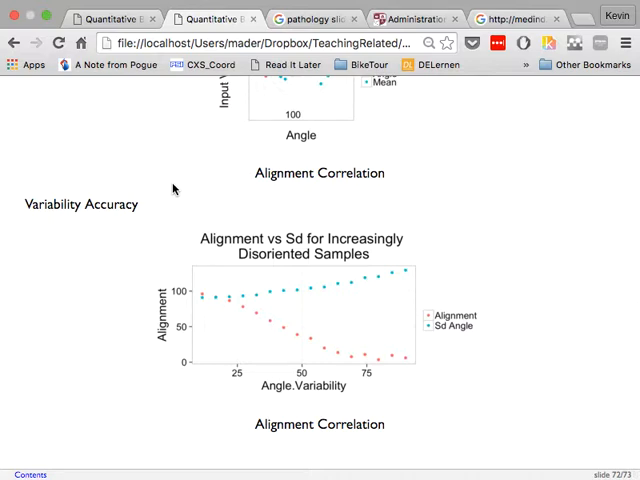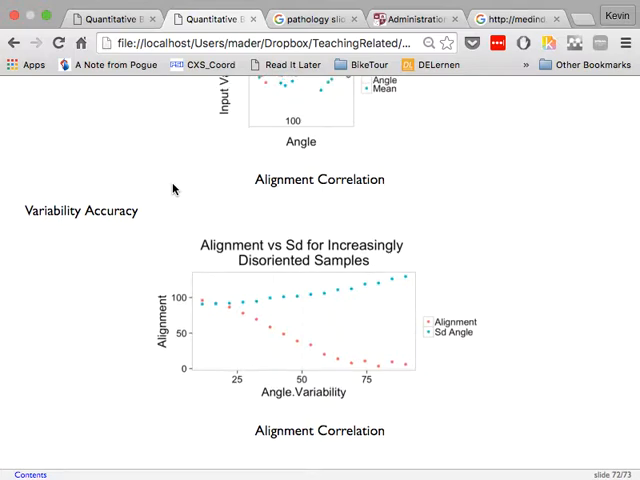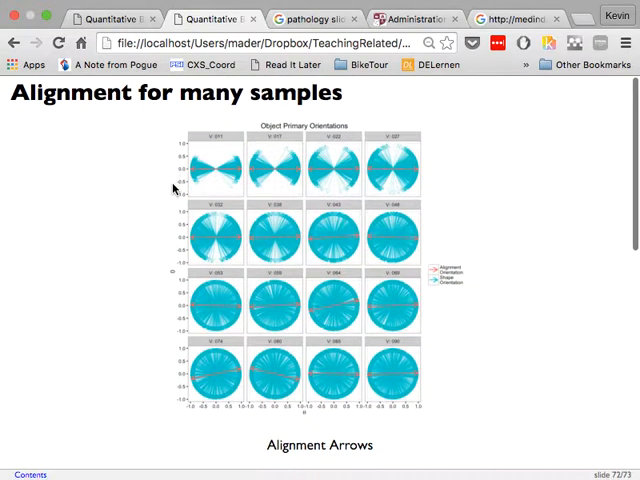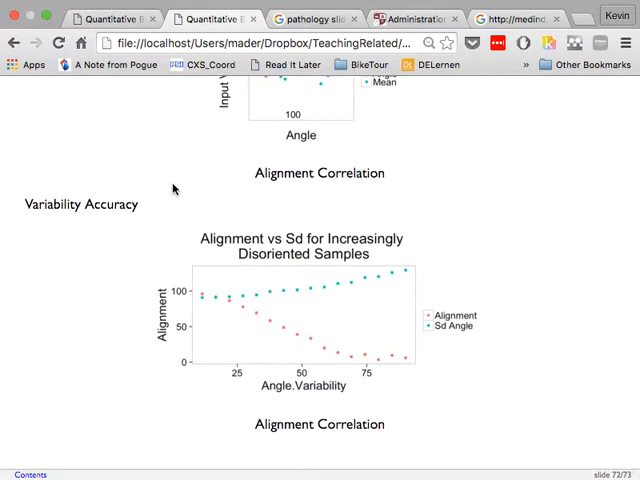And then we see that sort of as the angle variability increases, this alignment drops down fairly consistently, where the standard deviation of the angle goes up a little bit, but it's not as clear of a trend. And if we were to look at different systems, it wouldn't hold up. And so this alignment is a much stronger factor for showing how well oriented a bunch of these points or a bunch of these objects are in a system. It also has the advantage that it works in 2D or 3D just as well.